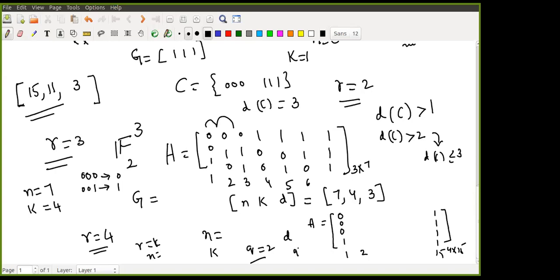Now what happens for q equal to 3 or q equal to 4, any prime power? What are the Hamming codes? I'm telling binary Hamming code. What about ternary Hamming code? You have to come up with it. I cannot teach all these things, so we'll give some ideas, right?